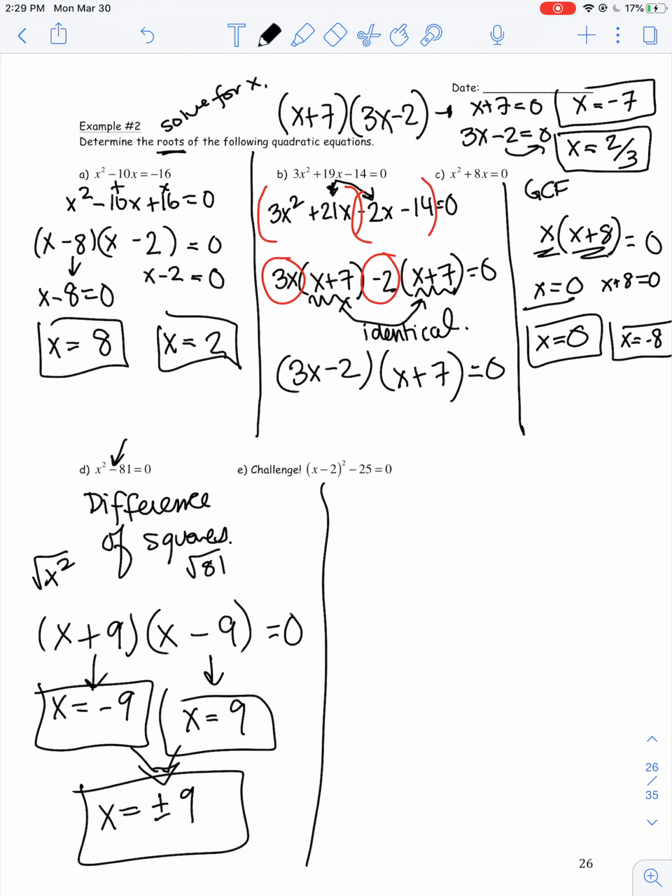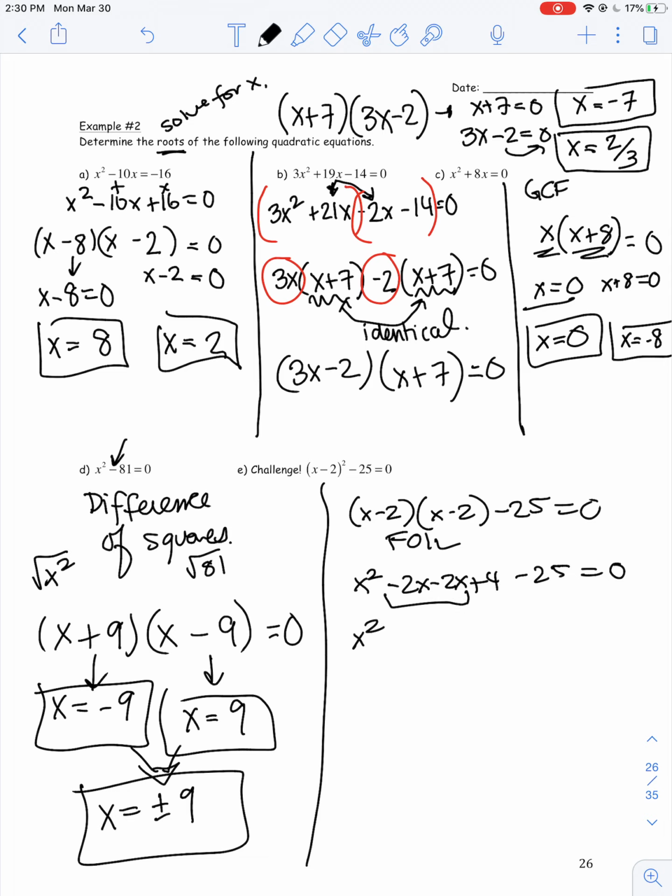Challenge question. Well, I could solve this by just isolating for x, but what I want to show you is how to do the factoring. Well, what I would do is write out the x minus 2 squared, because that's what that really means. I would do FOIL. So I would go x squared minus 2x, and actually both of them are minus 2x's. So first, outside, inside, last. And then minus 25. Once I do FOIL, I can subtract the 25 from it.